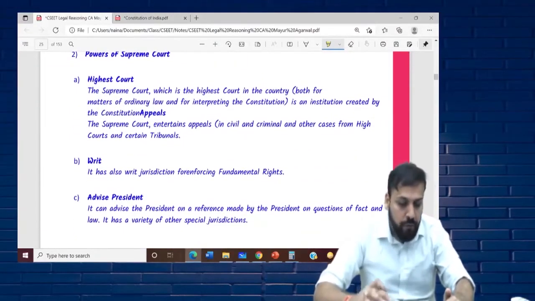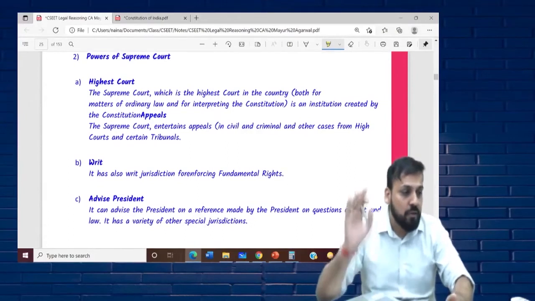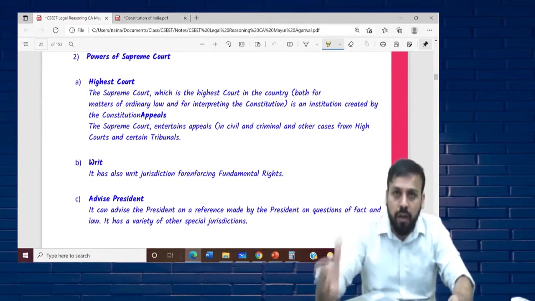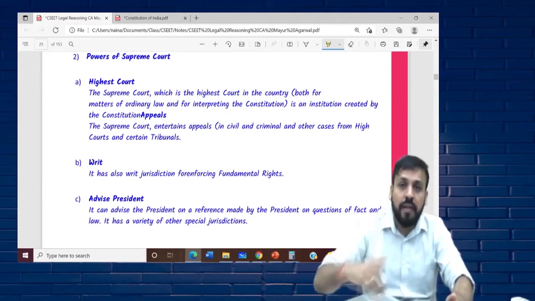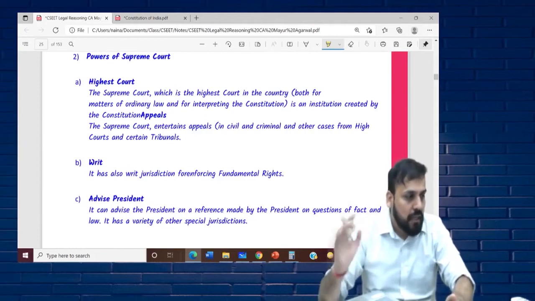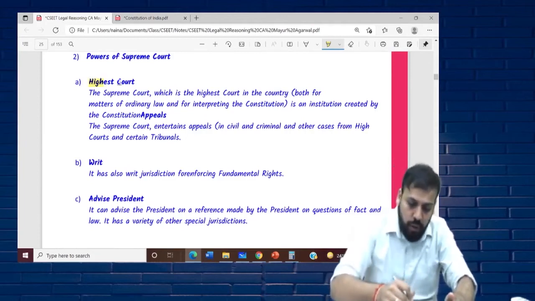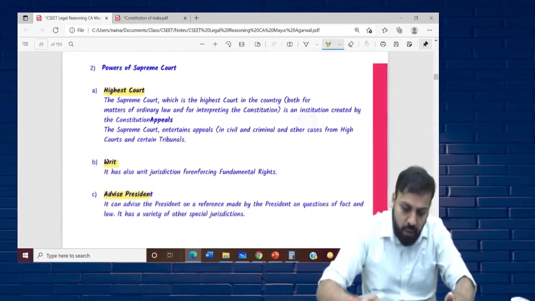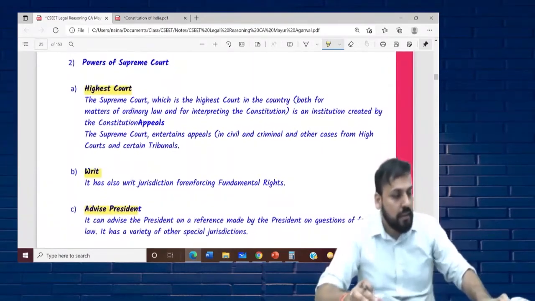So what is Supreme Court? Supreme Court has three powers. It is the highest court. Second, it can pass orders. When they pass orders, that's called a writ. And they advise the president. So there are three things. It is the highest court, they pass writs, and they advise the president also. Read this.